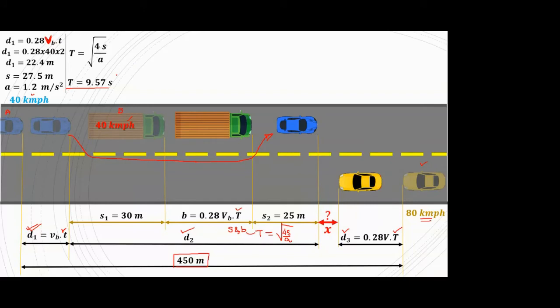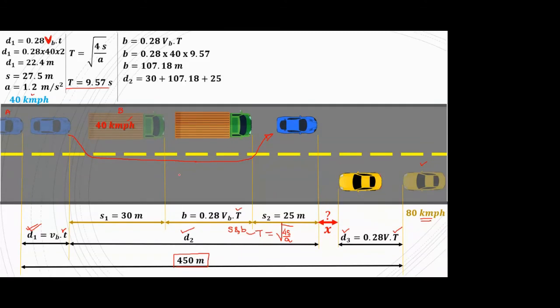Now, once I get this overtaking time, I am in a position to find out that small b, that is the distance traveled by our overtaken vehicle in the overtaking time. So it's 0.28 VB into T. Again, just substituting the values. VB is 40 kmph and T is 9.57 seconds. So my B value comes out to be 107.18 meters.